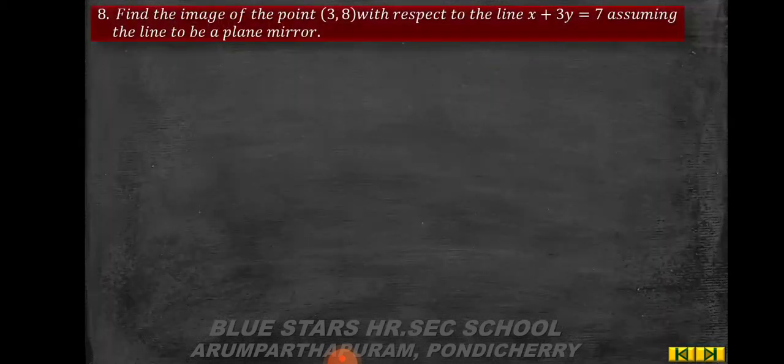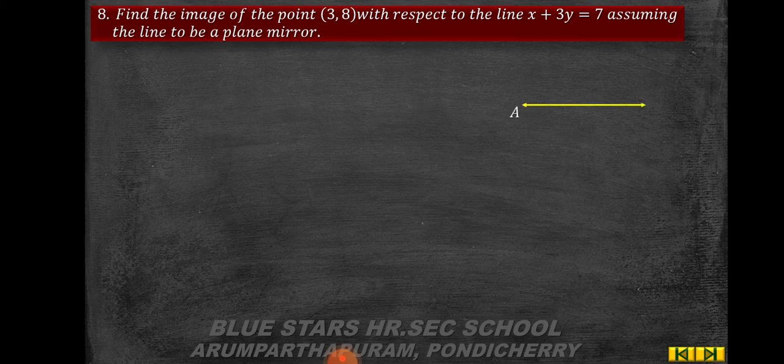Problem number 8. Find the image of the point (3, 8) with respect to the line x + 3y = 7, assuming the line to be a plane mirror. So we are taking a line AB and there is one line perpendicular to AB, that is PQ. We extend the line PQ and mark the other end of the line as R. So the equation is x + 3y = 7.